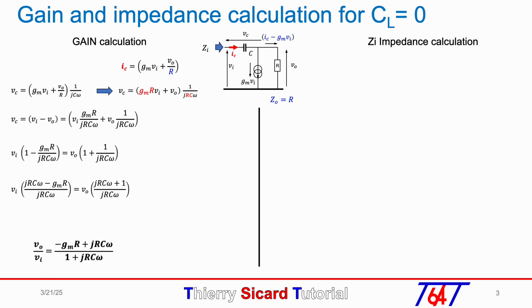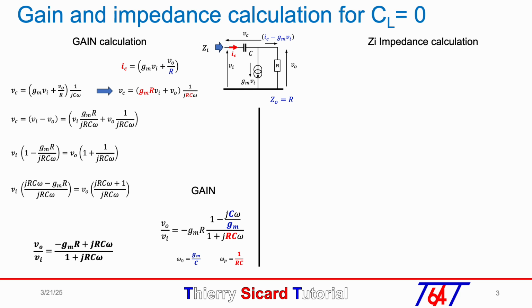Finally, we calculate the Vout over Vin ratio to obtain the voltage gain. The final modification to the equation is to factor the minus GmR term. We also put the 0 and the pole respectively in bold blue and red.